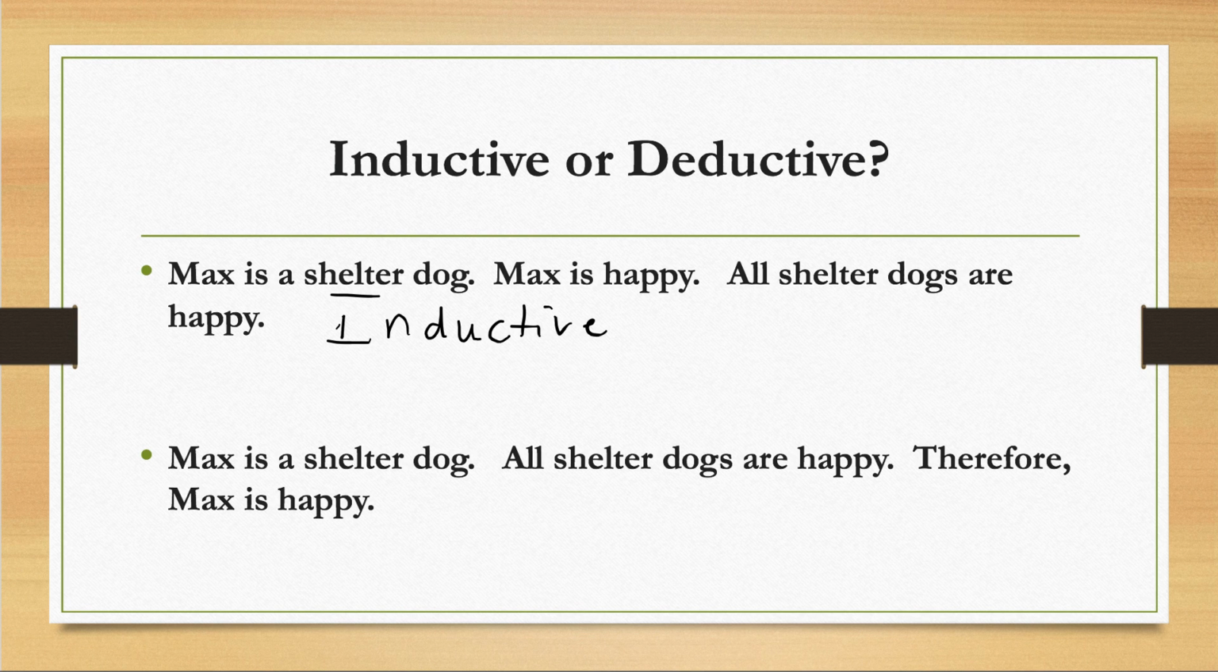Okay, what about the last one? Max is a shelter dog. All shelter dogs are happy. Does that mean that Max is happy? Yes. If we treat the first two statements as facts, Max is a shelter dog and all shelter dogs are happy, it's a logical conclusion that Max is happy. And since our conclusion is true, this is an example of deductive reasoning.